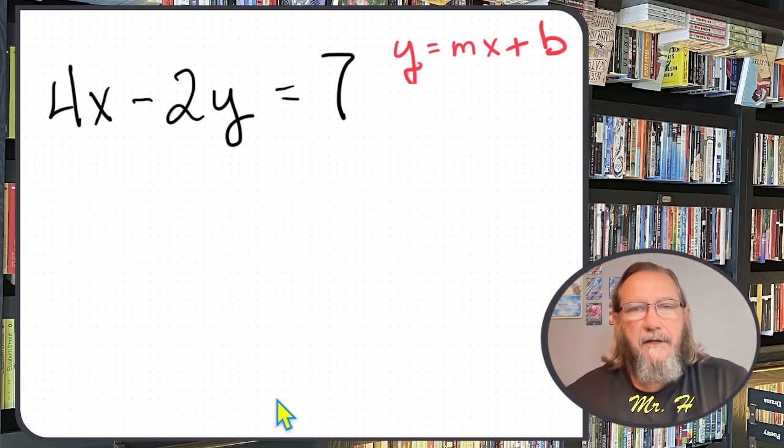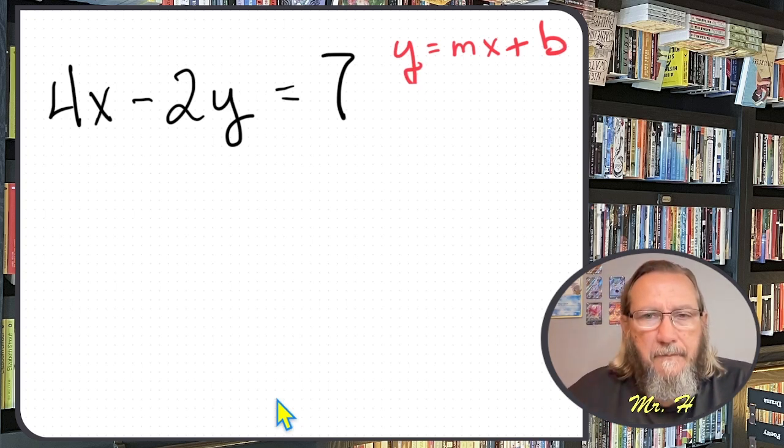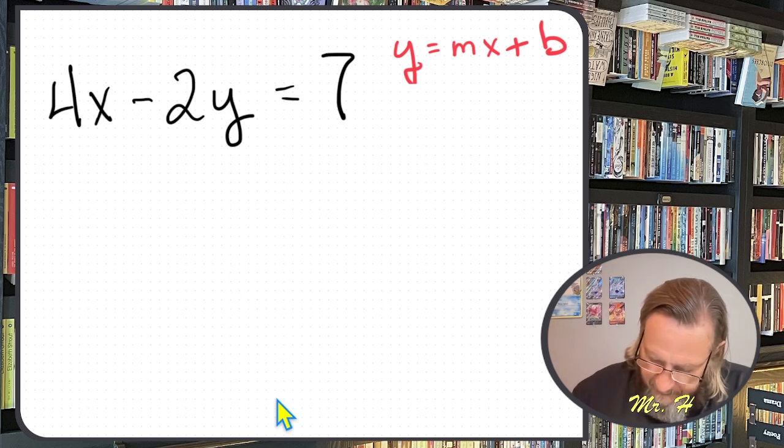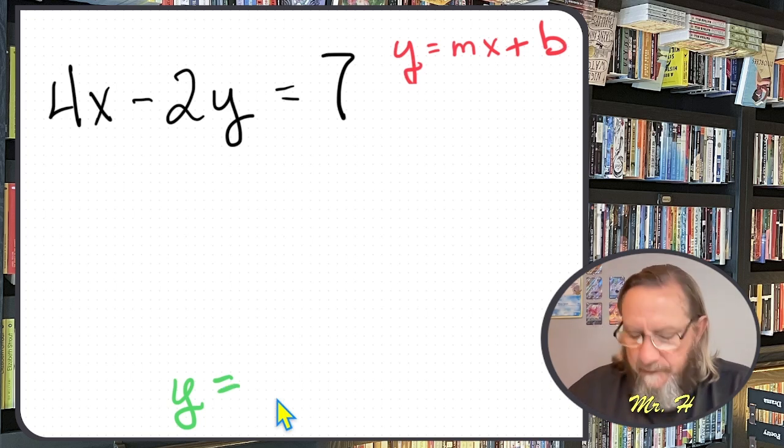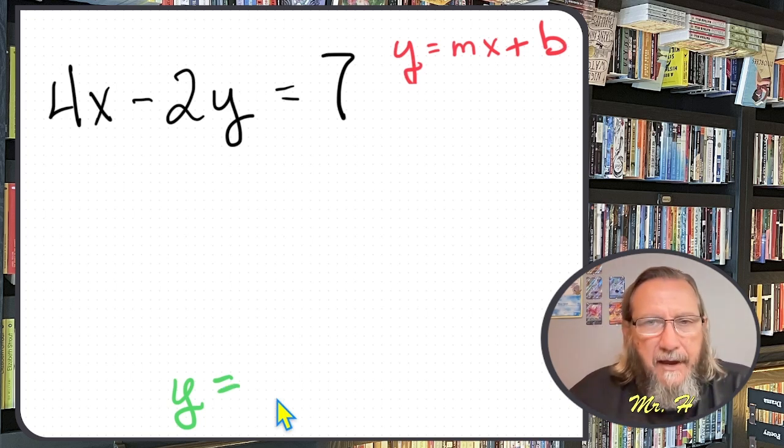All right, take a look at this friend. Again, not in slope-intercept form. We have to do some algebra to make this work. We have to get it to a point where it says y equals something. So we've got y equals something. How are we going to make that happen?